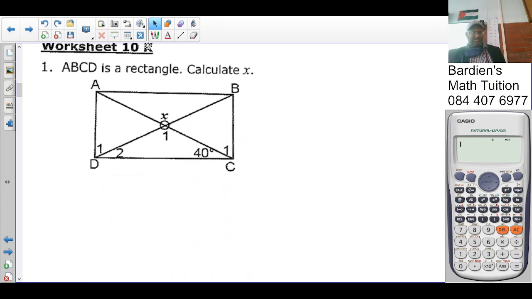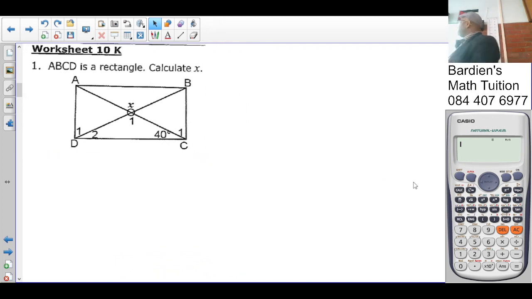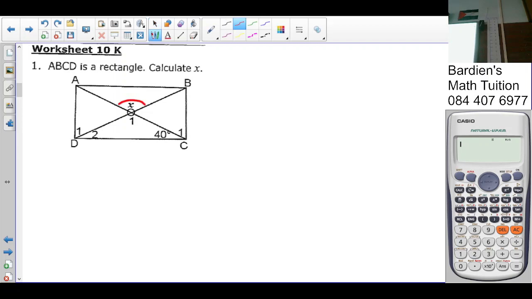Next one, okay. Number 1. We are told that ABCD is a rectangle. 5 or 6 properties come to mind. Okay, they want you to calculate x. But x is the same as A1. Why is A1 x? Vertically opposite. Vertically opposite. Okay? So D2 would be 41.